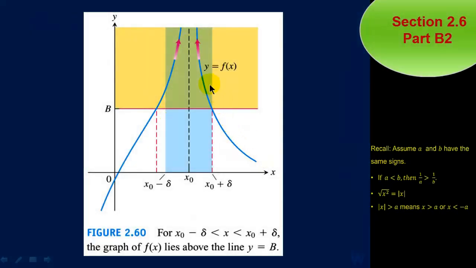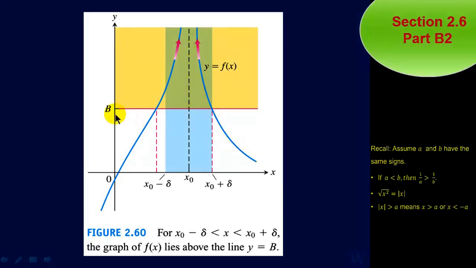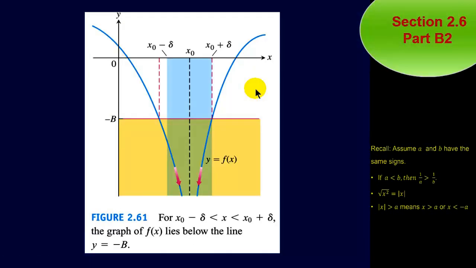If we take a look at this graphical representation, suppose we let B greater than 0 be given, and we find an interval that contains x naught. We choose a delta neighborhood so that for all x's within this band, all the y's will be above B. In the same way, if we let minus B be a negative number, then we find a delta around x naught so that for all x's within this neighborhood, all these y values will fall below negative B.